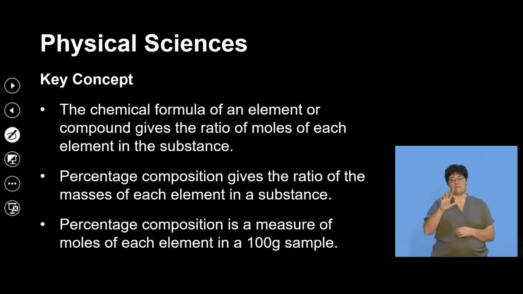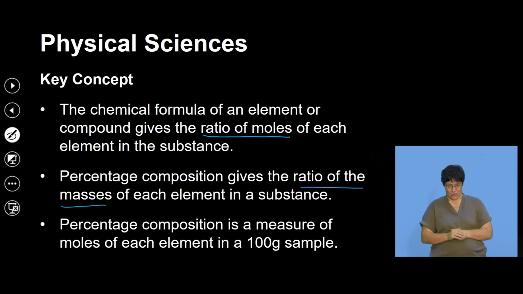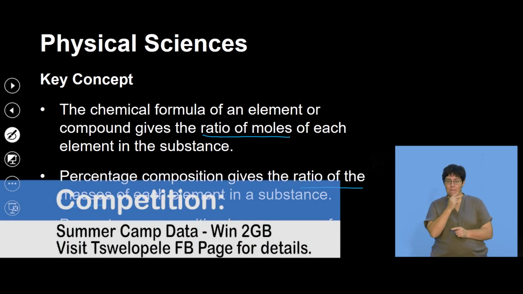So that's all about chemical composition, but it also tells us that the chemical formula of an element or compound gives the ratio of moles. We've driven that point home of an element that makes up a substance, okay? So percentage composition gives the ratio of masses, expressed as a percentage, and also percentage composition is a measure of the moles of element for every 100-gram sample. I hope it makes a lot of sense for now.